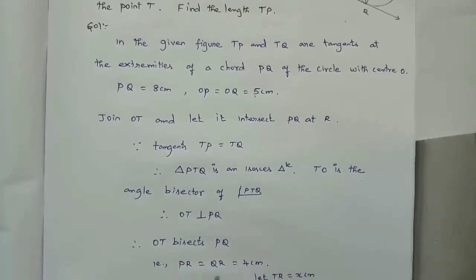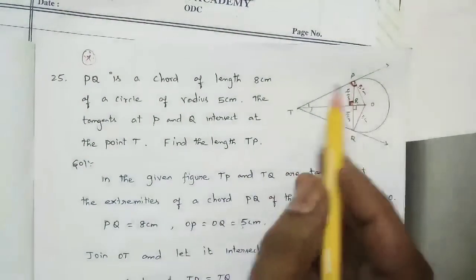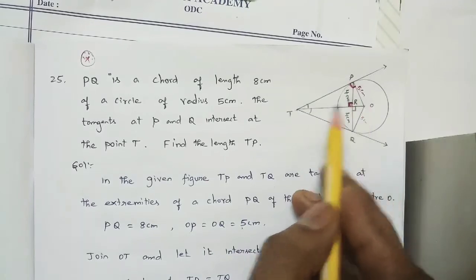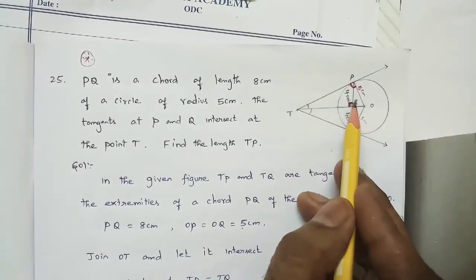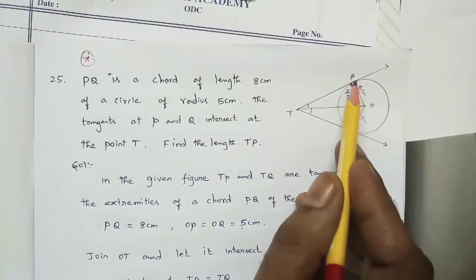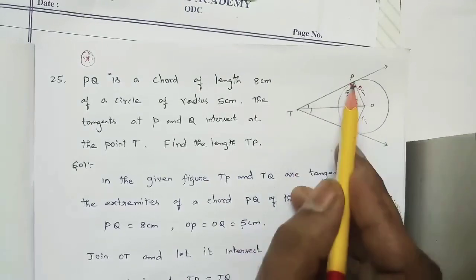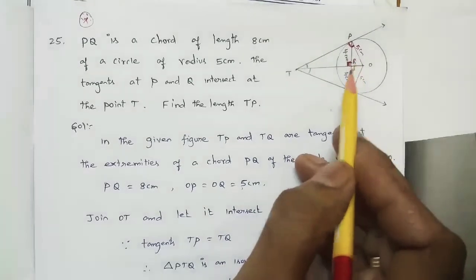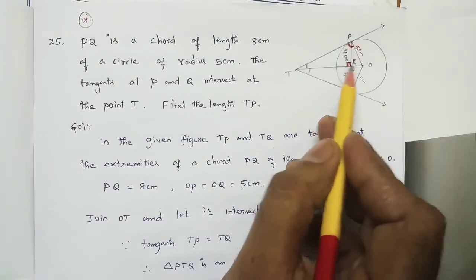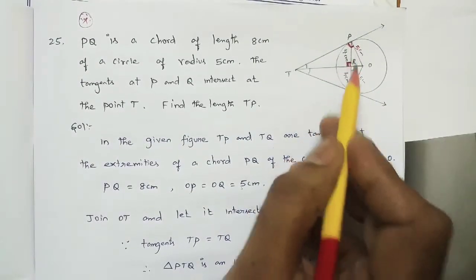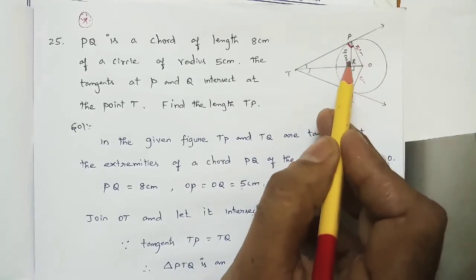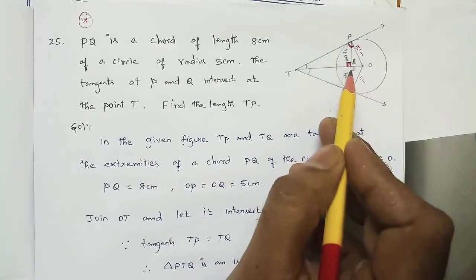Already we have discussed this, but I'm just explaining once again. See the diagram. When we draw the line, it intersects the chord PQ, and PQ is bisected at the same time. Bisected means it has been divided into equal measurements. At the same time, it is intersecting with the perpendicular.